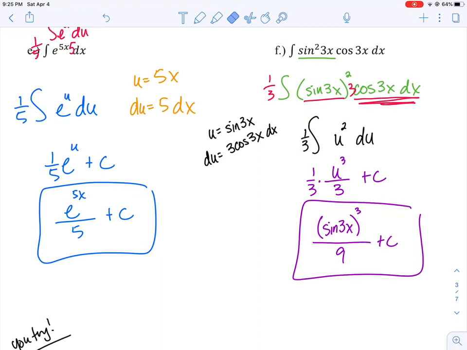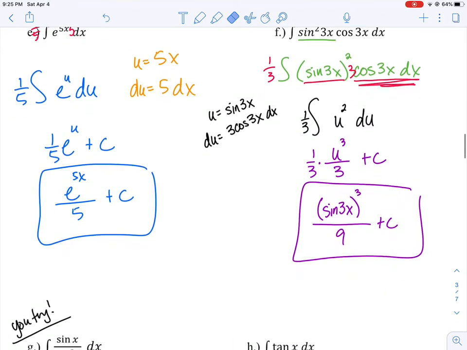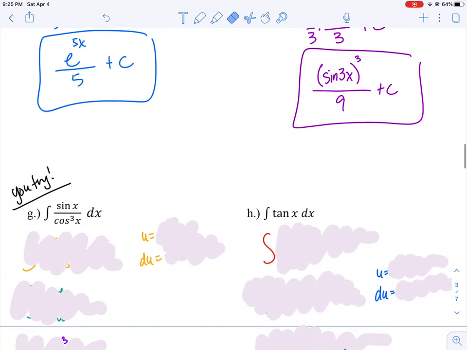If you tried cosine as your u, things would get a little bit messed up, and you wouldn't have all the pieces, or you'd have extra pieces, and so that'll be your clue that you might need to try a different piece. But sometimes it just takes a little bit of practice to be able to recognize what u is, and the more you see, the more you'll start to see those patterns.